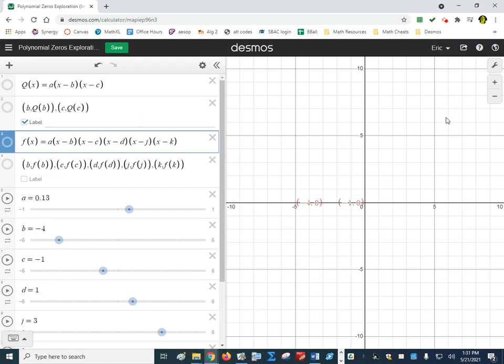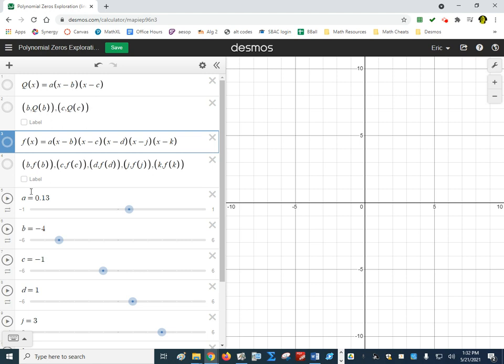Next thing we want to explore: the interactions of a polynomial function with the x-axis. So we want to know what the zeros are going to look like. What if I take the top function q of x, where a is positive, b is negative 4, and c is negative 1. So we've got x minus negative 4, that's x plus 4, and x minus negative 1, the second factor, would be x plus 1. So what are the zeros going to be then? Well, negative 4 and negative 1, right?